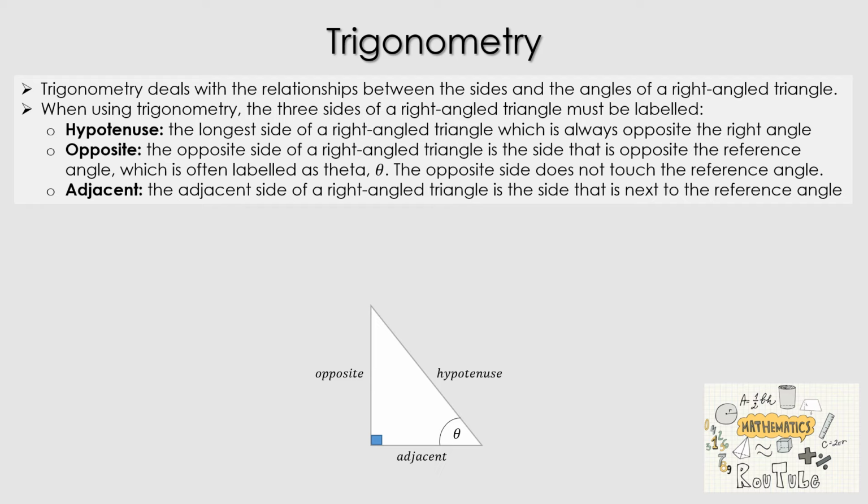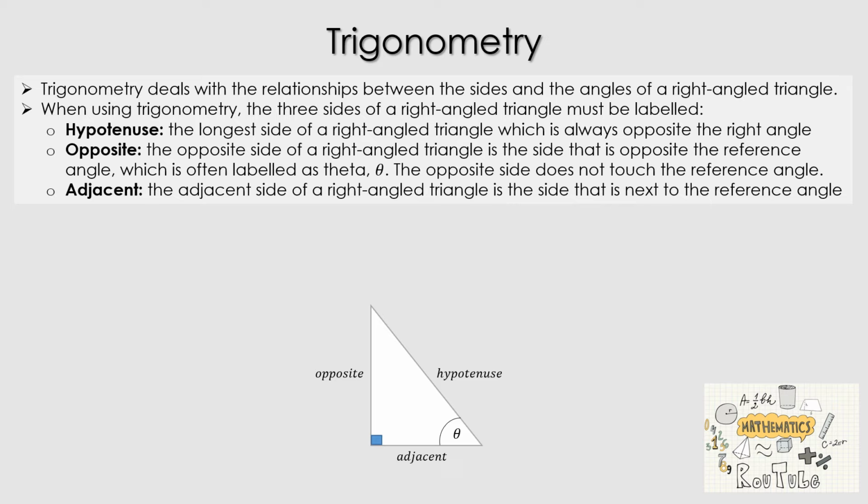When using trigonometry, the three sides of a right-angled triangle must be labelled. The first is the hypotenuse. Like I said before, if you had watched my Pythagoras theorem video, you should be familiar with the term of the hypotenuse. The hypotenuse is the longest side of a right-angled triangle, which is always situated opposite the right angle. Okay, and the right angle is that 90-degree box in the bottom left-hand corner of that triangle that you can see on the bottom of the screen.